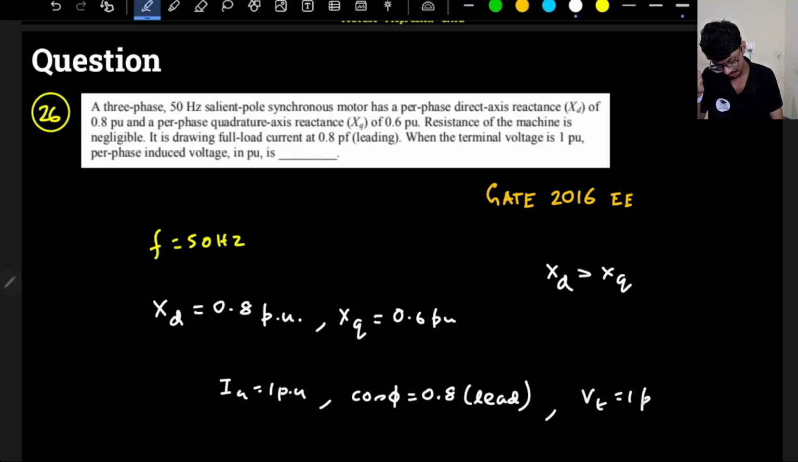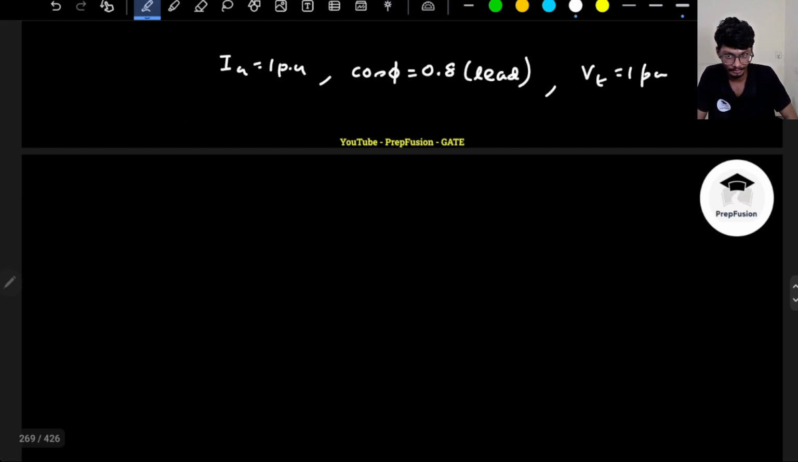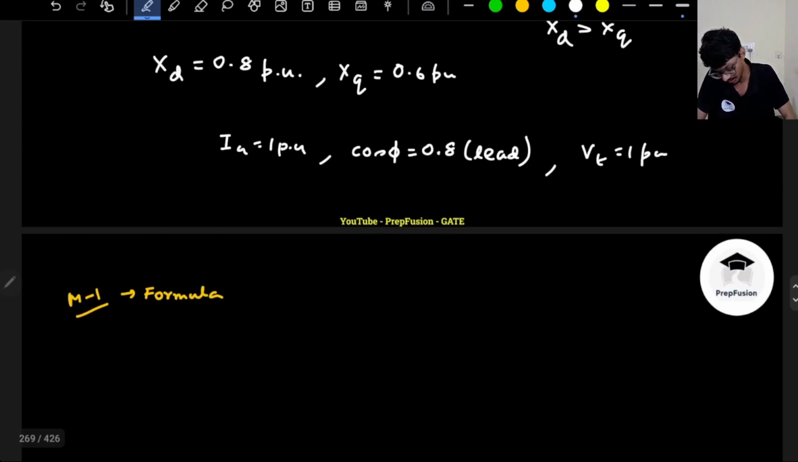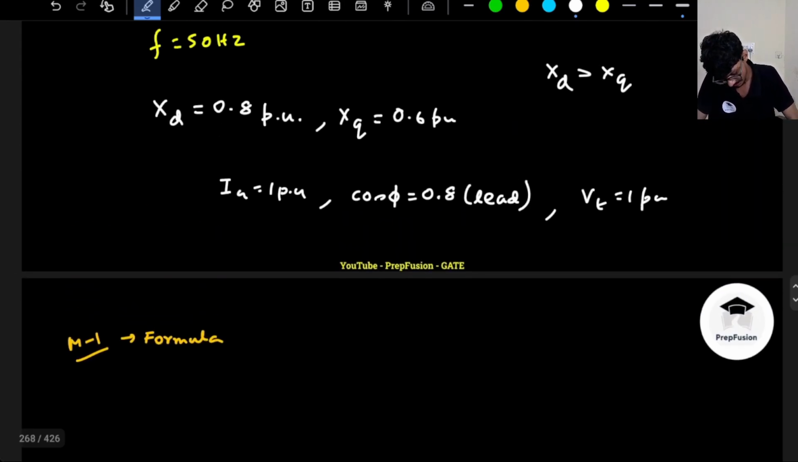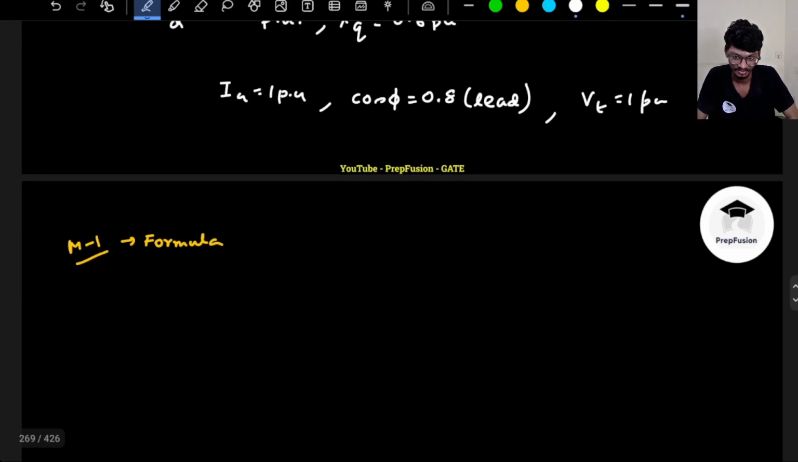Now what they are asking is the per phase induced voltage. Very simple, right? What is the formula for per phase induced voltage? If you want to remember, you can remember it. This was the formula, right? So method 1 is using the formula. I think it will be better if you do it with the formula. Otherwise, method 2 is there, but you have to calculate Iq and Id. That will be difficult for you to calculate. You have to use the formula only.